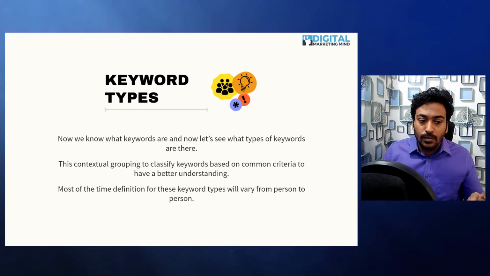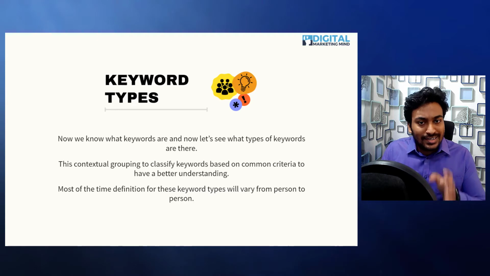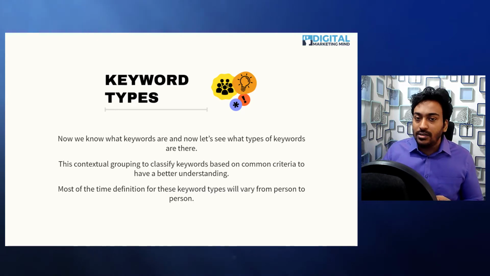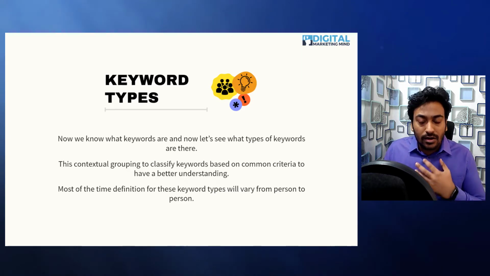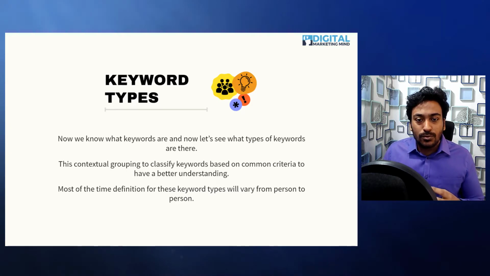This is a contextual grouping to classify keywords based on common criteria to have a better understanding. Most of the time, the definition for these keyword types will vary from person to person. The reason is there is no official guide released from Google saying this is the keyword type, this is the keyword. What we have done is, as the SEO industry keeps growing, many experts, industry tools, data, and reports help newcomers to have a better understanding of keywords, and we logically categorize several keywords in order to make the keyword research process much simpler.